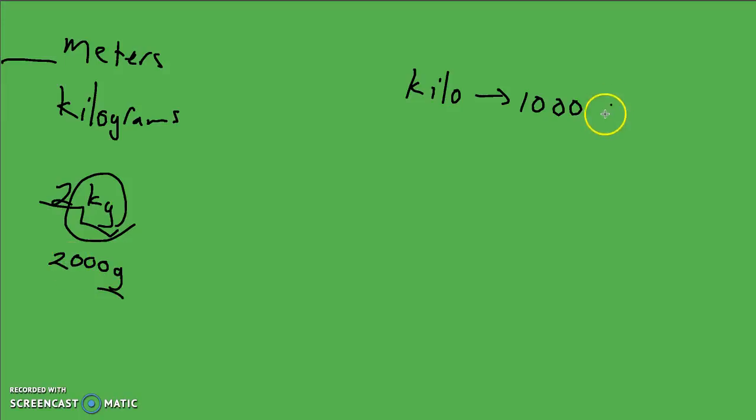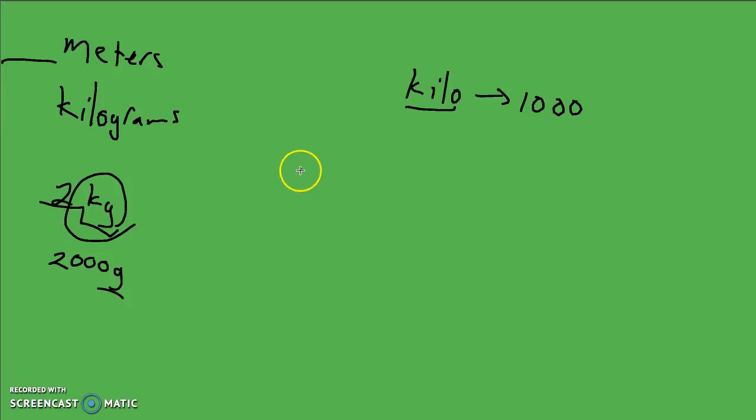Okay? And so when we talk about the metric system, the thing that we need to be able to do is use these prefixes to go between measurements, to convert between different metric measurements.